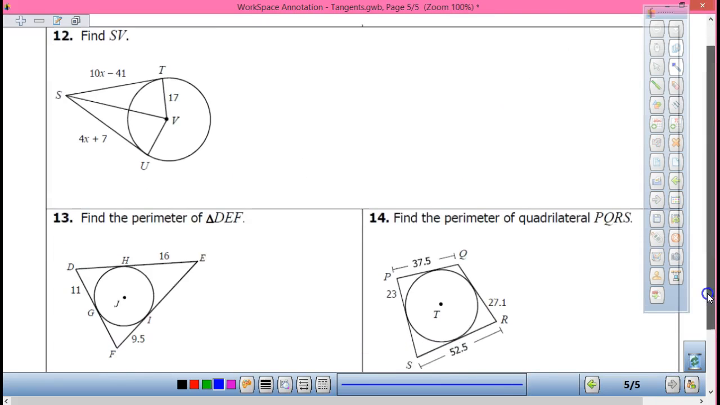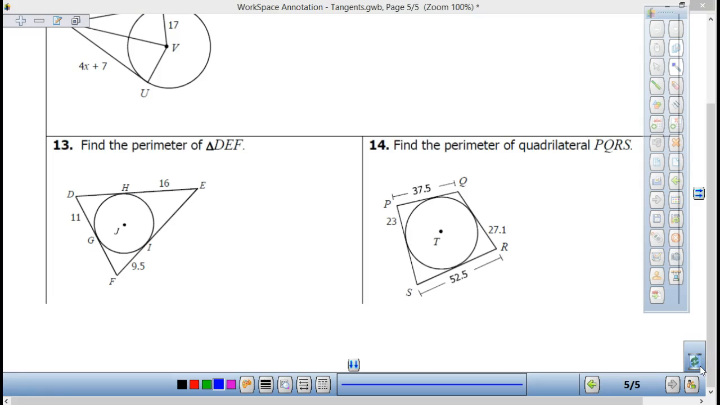Okay, if we look at number 13, what does it mean to find the perimeter of an object? Add up all the outsides, right? Do I have all the outsides? But can I find all the outsides? Yeah. If this is 11, what's this? 11. If this is 16, what's this? If this is 9.5, what's this? So now you got to add up everything to find the perimeter. Make sense? All right.